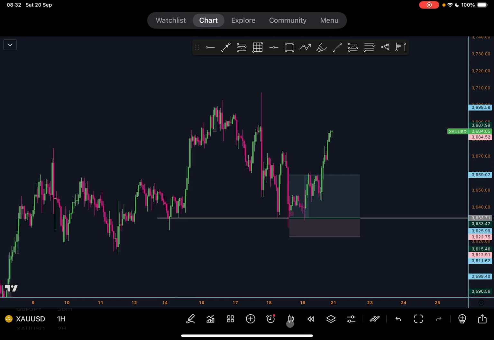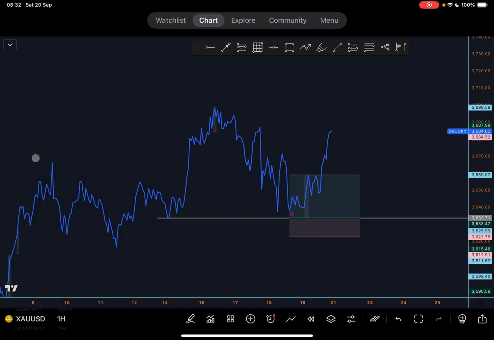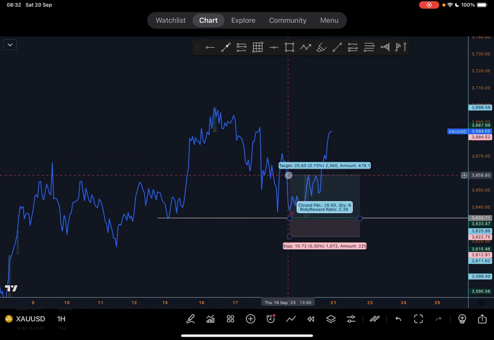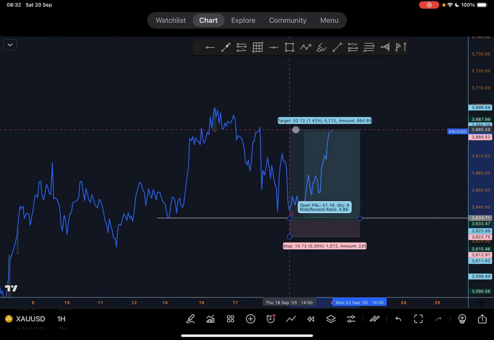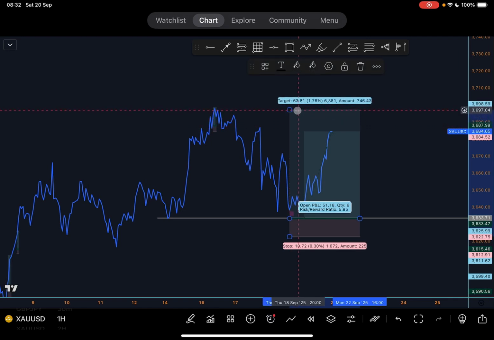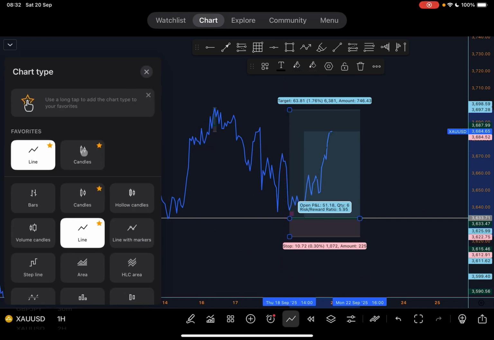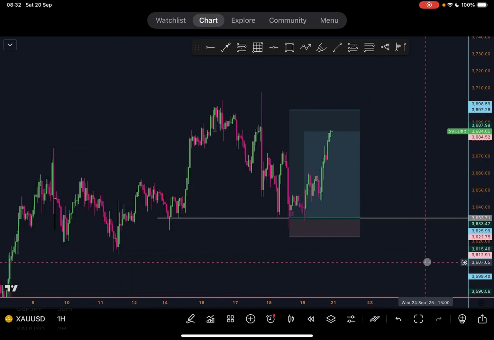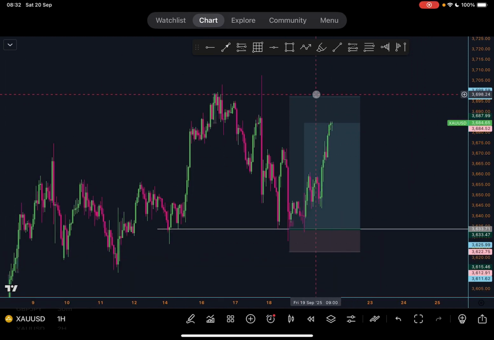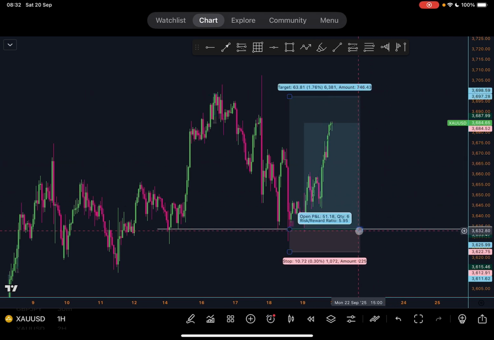So now if I turn on my line chart to look for the most recent high, this should be the most recent high, or even this one, but overall this is the most recent high right there. So now you can see the market is heading to the take profit, the overall take profit.